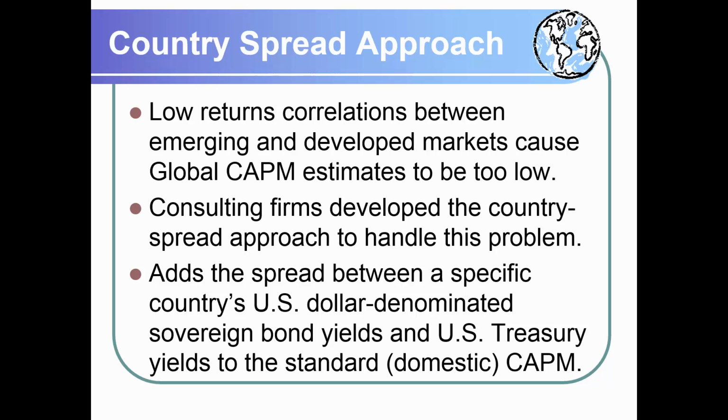Another way is to use the country spread approach. And what is the country spread approach? Low return correlations between emerging and developing markets cause global CAPM estimates to be too low, and consulting firms developed the country spread approach to handle this problem. It adds a spread between a specific US dollar denominated sovereign bond yield and US Treasury yields to the standard domestic CAPM.